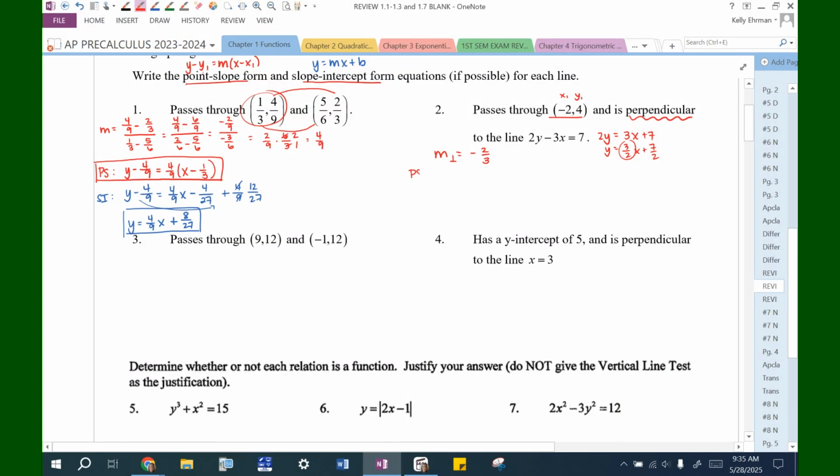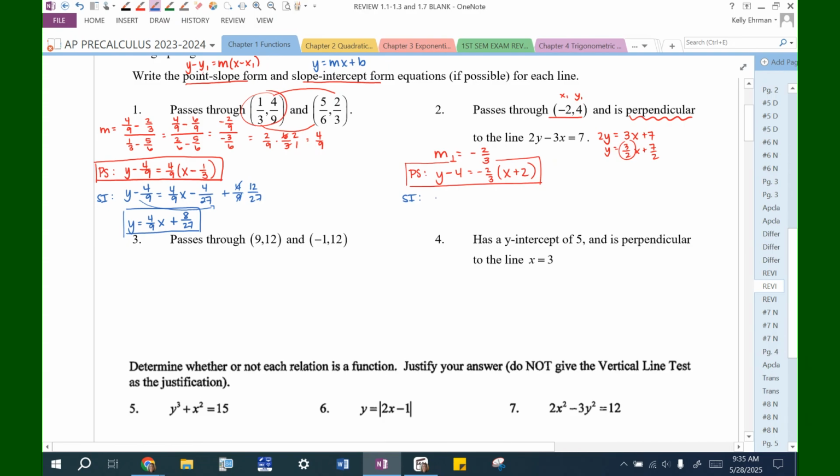So again, point slope is the easy one. You just write y minus y1, which is 4, equals slope, which is negative 2/3, times x minus negative 2. Make that a plus 2. There's point slope form. Slope intercept form is just being able to do the math and kind of work on this.